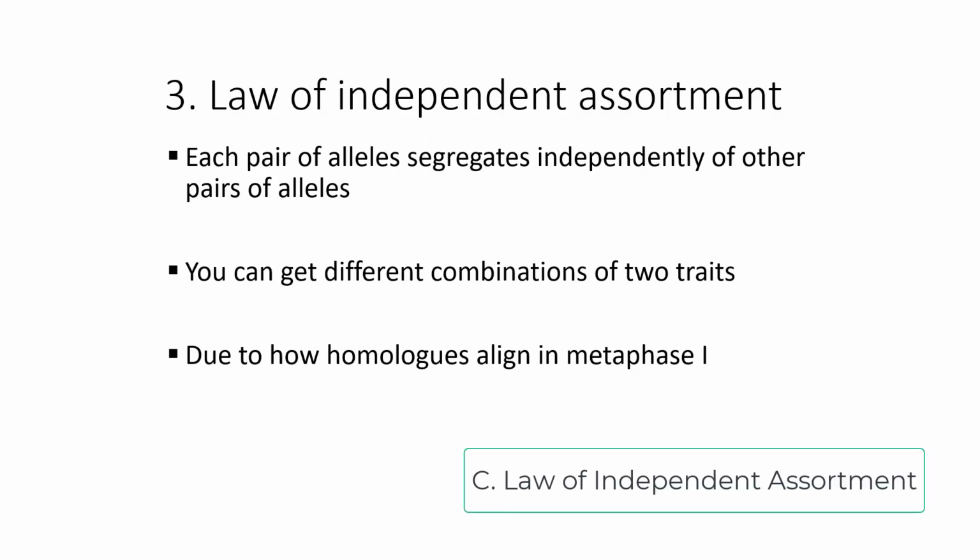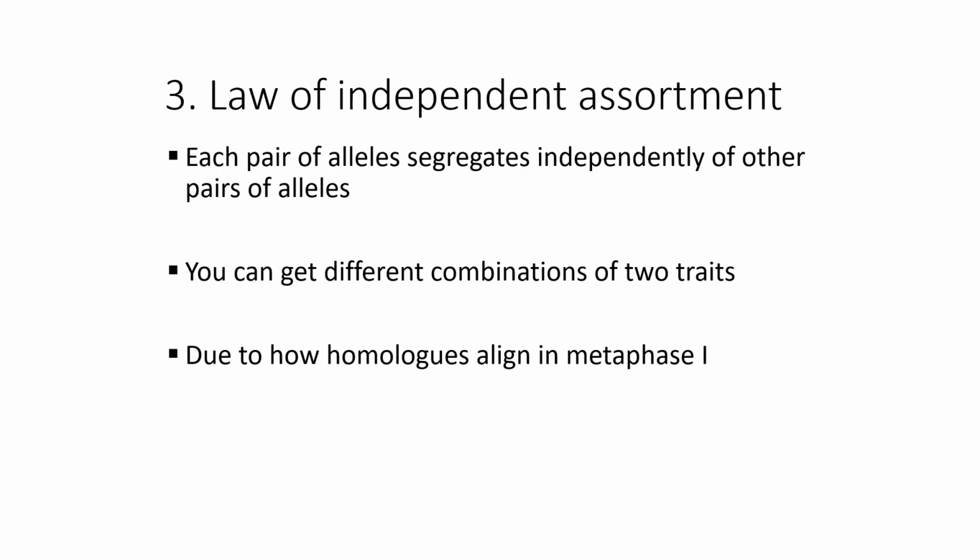The law of independent assortment is that each pair of alleles is going to segregate independently of other pairs of alleles. This is, of course, considering that genes are not right next to each other on the chromosome, which is called genetic linkage. We'll get into that in another class.